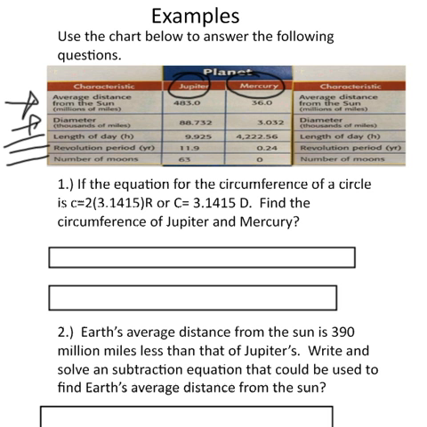Here's our first question. If the equation for the circumference of a circle is C equals 2 times 3.1415 times the radius, or C equals 3.1415 times the diameter, find the circumference of Jupiter and Mercury. Well, here we've got Jupiter, here we've got diameter, so this is the number we're working with. Since the table gives us diameter, we'll probably be working with this equation.